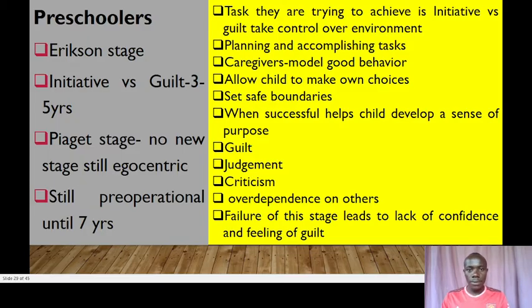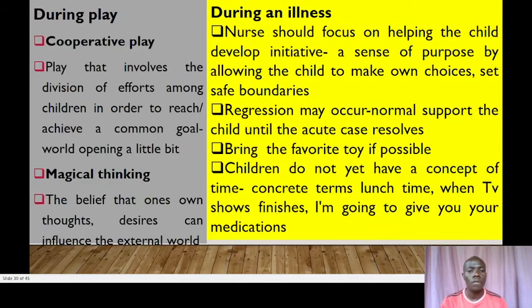So the caregivers need to be very careful here so as to model their behavior. You allow the child to make their own choices, if possible. You set some safe boundaries. When successful, these children usually develop a sense of purpose. However, if not, they stagnate in guilt because of the judgment and harsh criticism you subject them to, and they start being over-dependent on others. So failure in this stage leads to lack of confidence and a feeling of guilt.